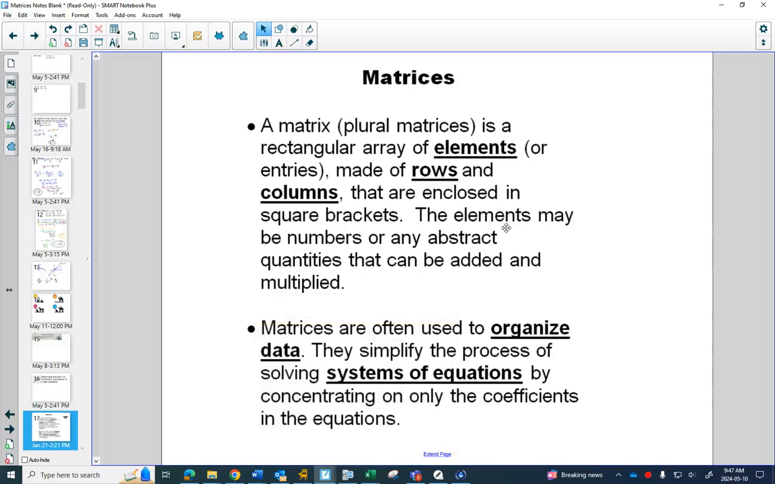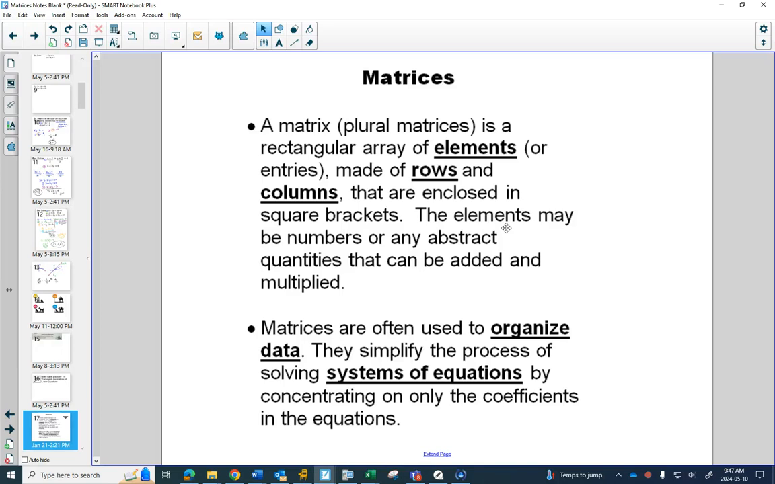A little bit of new stuff. And we're going to learn what a matrix is. A matrix is when you put a bunch of numbers into a box. That's basically what it is.